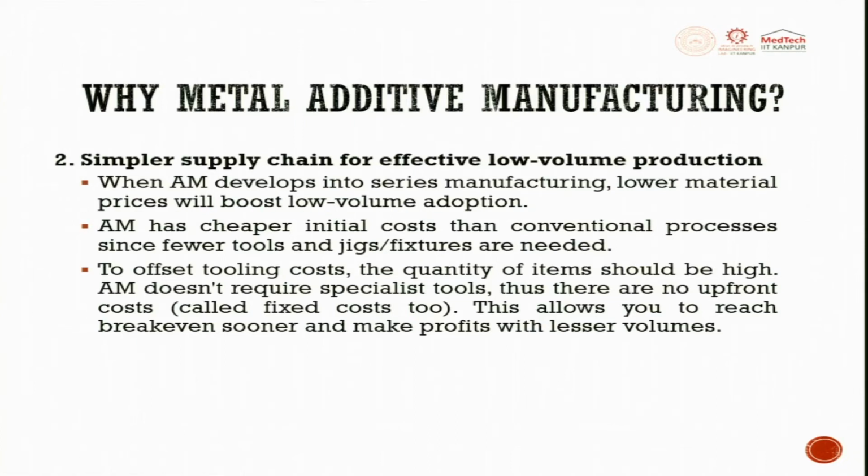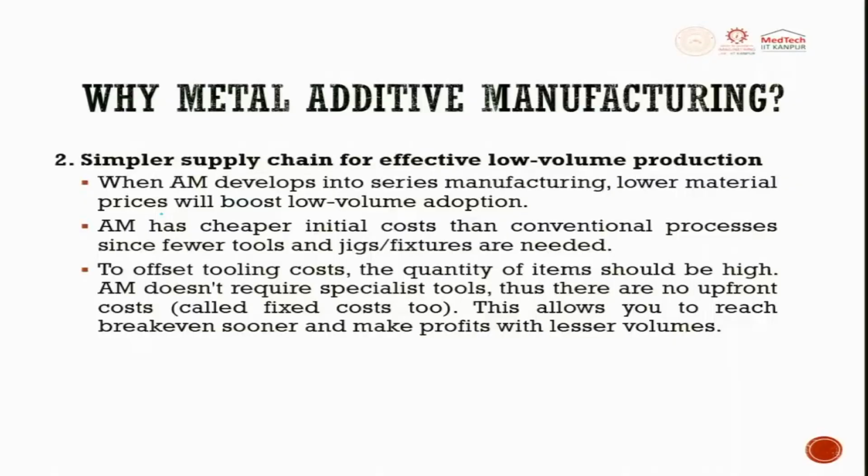Initially, 1 kilo of metal powder, which was about $5,000, today has come down to 10,000 rupees. So $5,000 is approximately 4 lakhs. Today it has come down to 10,000 rupees. So you see, now more and more vendors have come. So the low material price has brought it down. So you get the output.